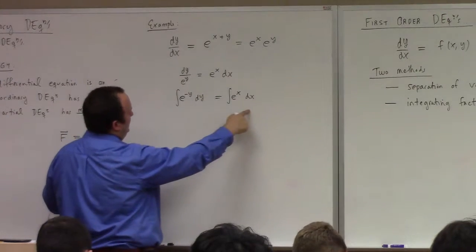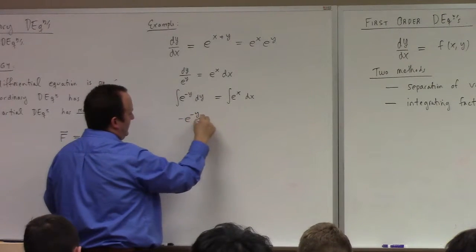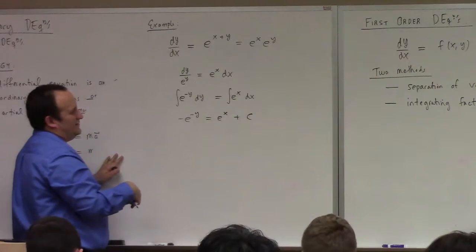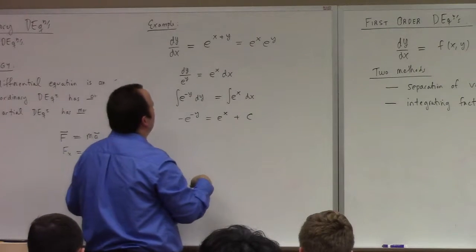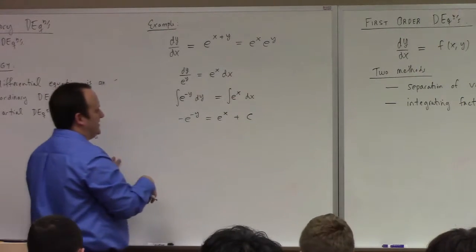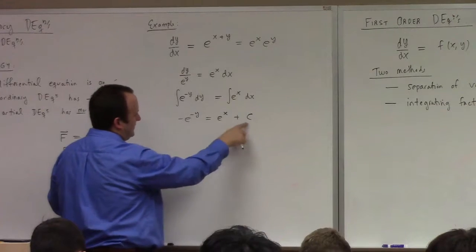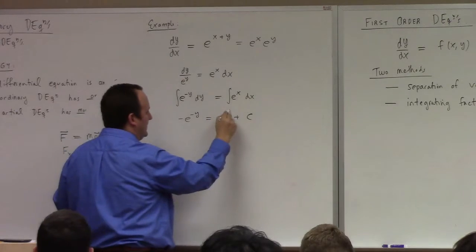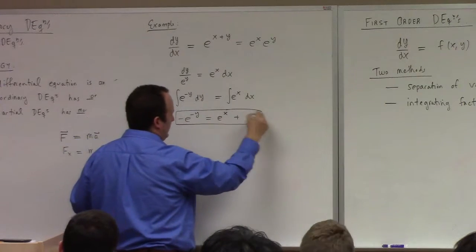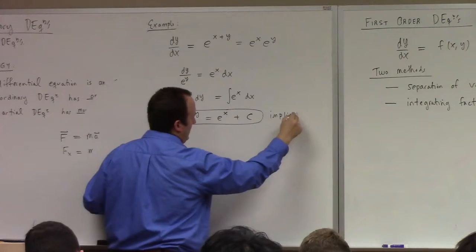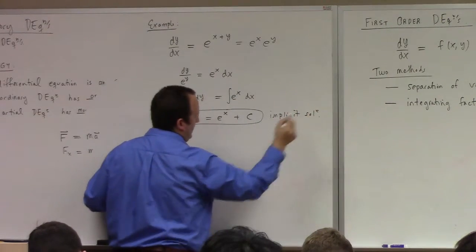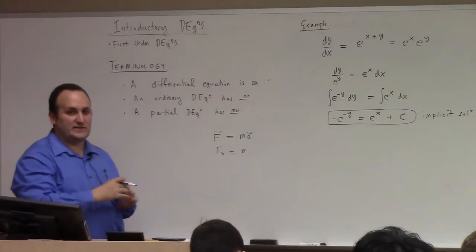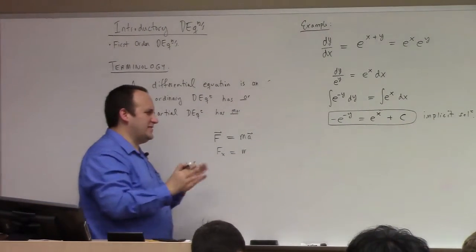Let's see here. Integrate both sides, we get minus e to the minus y equals e to the x plus a constant. I really should do like 2 to the x plus y sometimes, you guys. It's too late. So this is fine. This would be the implicit solution, right? We also need to talk about how to find tangent lines to these things. But I don't want to do that right this second.